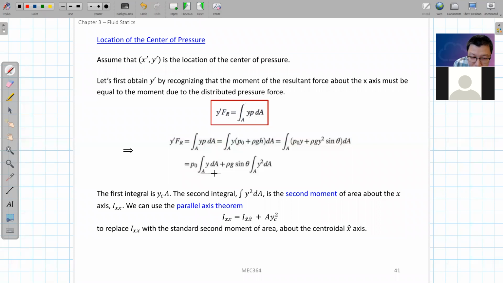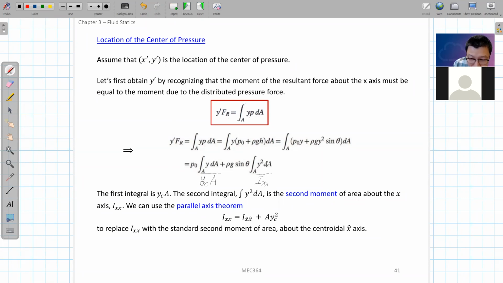This is the first moment of the area, right? So we know that this is YC times A, right? YC times A will be equal to this one. And this one, what is it? This is I of XX. This is the second moment of the area regarding the X axis, right? IXX.